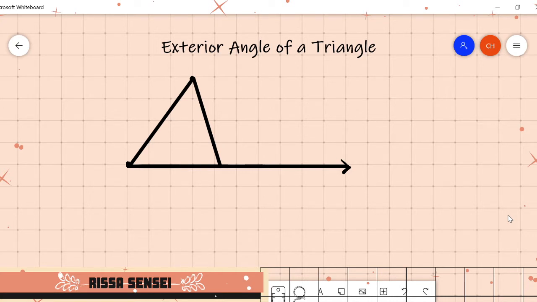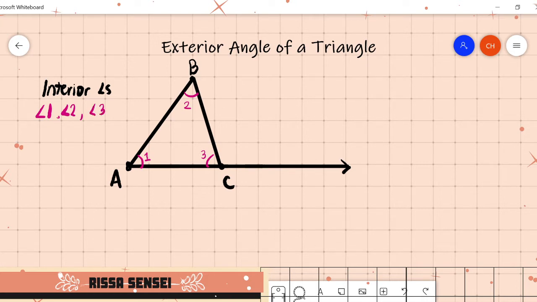Three vertices. So, meron tayong vertex A. Let's say this is vertex A, this is vertex B, and this is vertex C. Ilang angles meron ang isang triangle? Inside ha, yung interior angle na tinatawag. So, kung meron tayong exterior, of course, we have interior angles. Yung interior angles natin, pangalanan na lang natin angle 1, angle 2, and angle 3. Okay? So, ang interior natin, angle 1, angle 2, and angle 3.